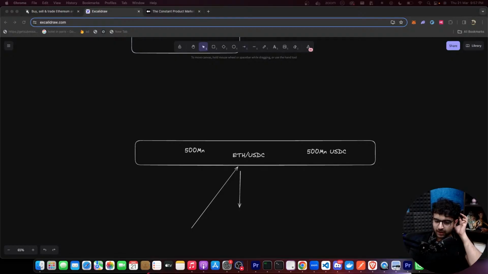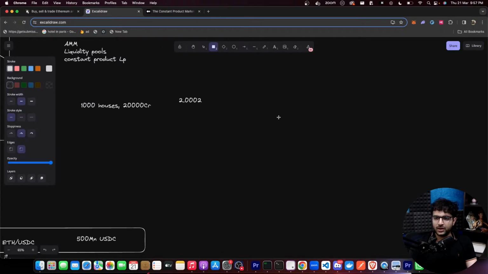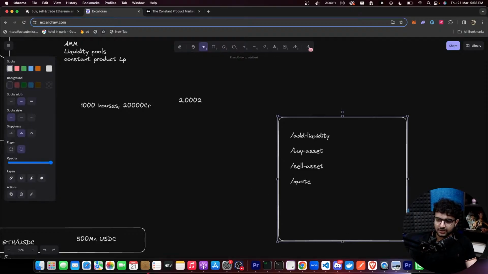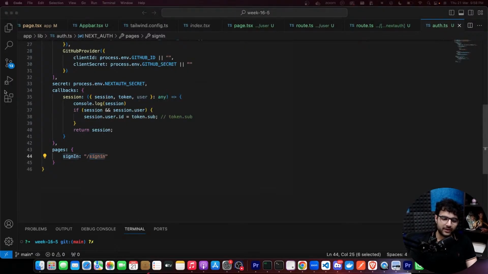Cool. So if you understand this, then the question is, how do you code this, right? Which isn't too difficult. You have to create an HTTP server that supports a few endpoints: add liquidity, buy asset, which means buy the house, sell asset, then quote. You just need a simple server which supports 4 operations. It lets liquidity providers add liquidity. It lets people buy assets. It lets people sell assets, and lets people get a quote on, if I want to buy a house, how much will the price be? Let's codify this really quickly. It shouldn't take very long.